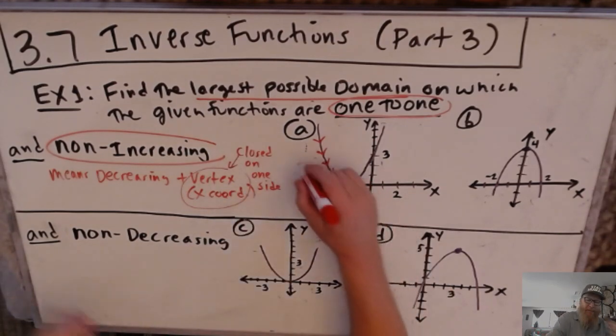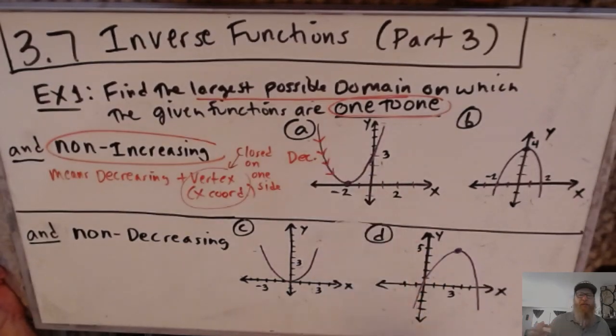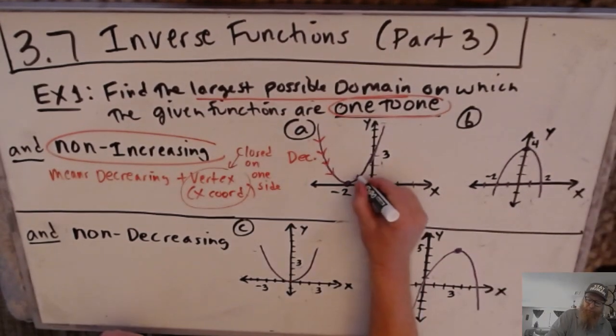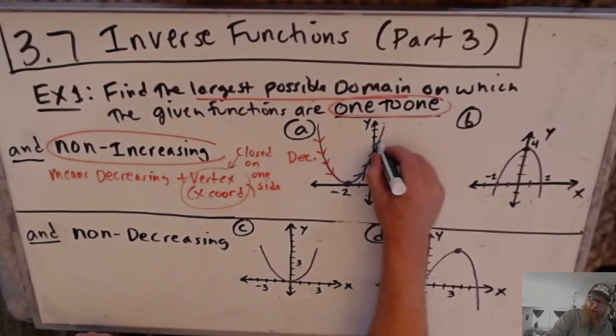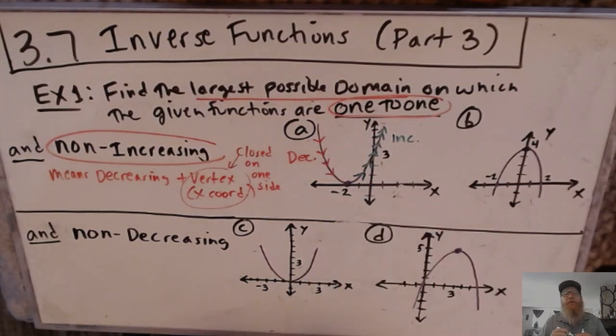All right, I'm just going to say DEC for decreasing. I know it looks like December, but it's decreasing. On the other side of the graph, it's increasing. It's going up. INC for increasing.